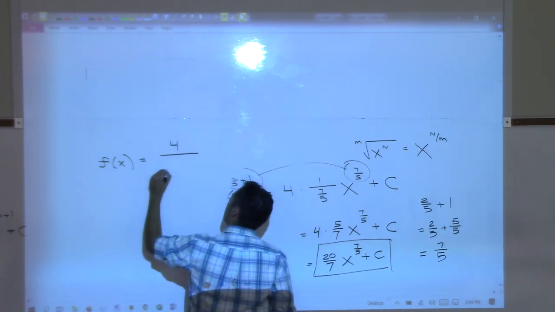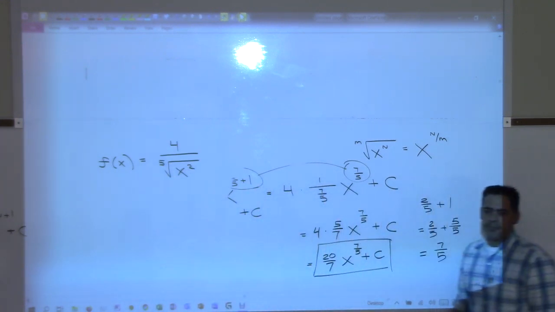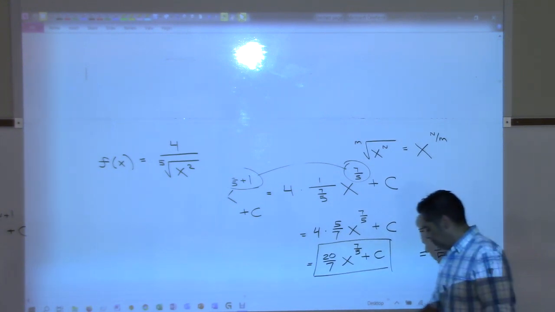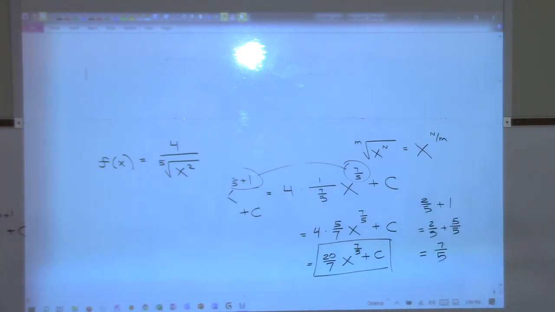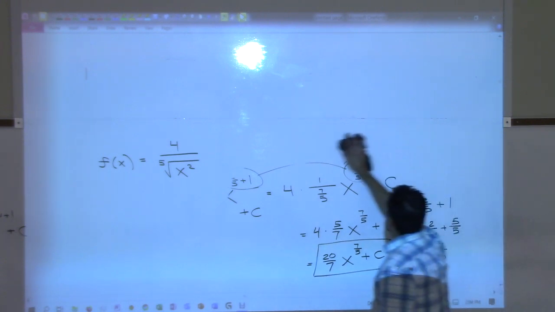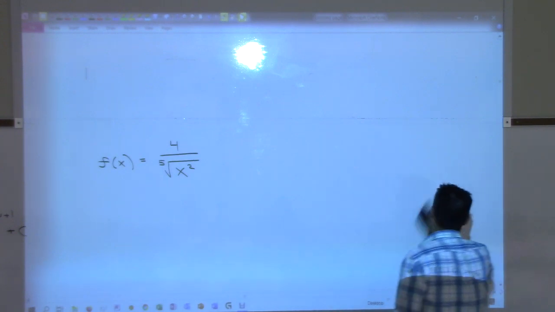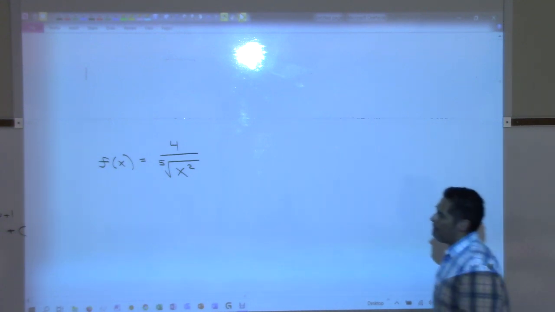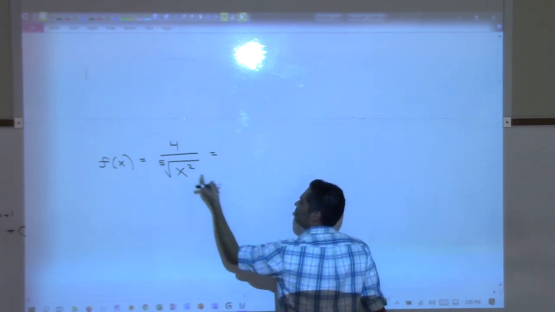4 over the 5th root of x squared. This problem's a little different. Priscilla, would you agree? It's different? Yes. Okay, what's different about it? That it's a fraction. It's a fraction, okay. So how, if even possible, how could you maybe attack this with the power rule? We'll get it out of a fraction. Okay, how would you do that? Bring the denominator to the top.